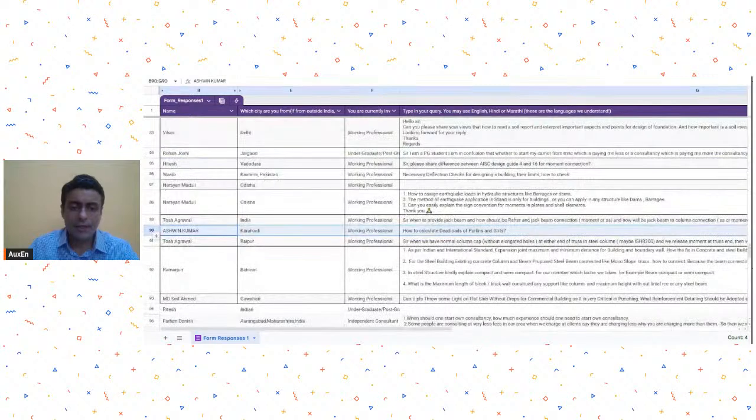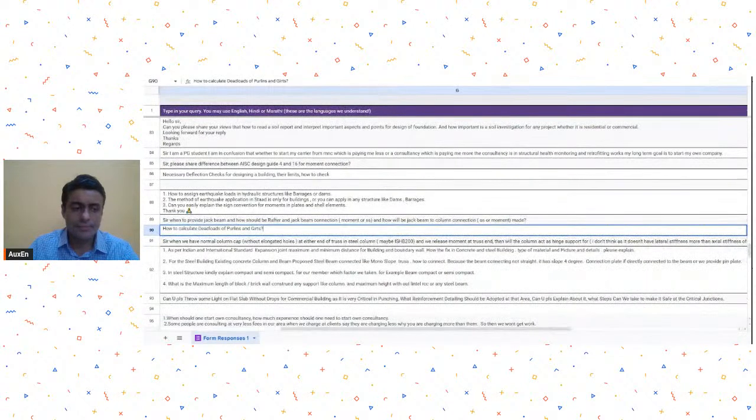how to calculate dead loads of purlins and girts. So dead load, I mean, dead load is simple. Dead load is just the self weight.